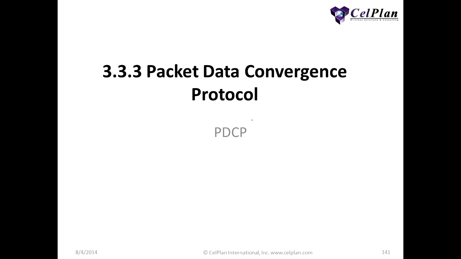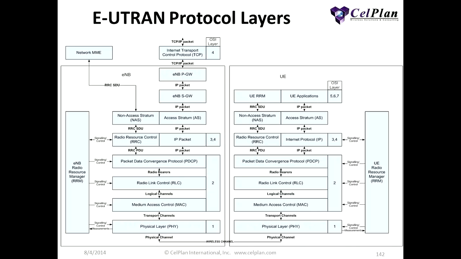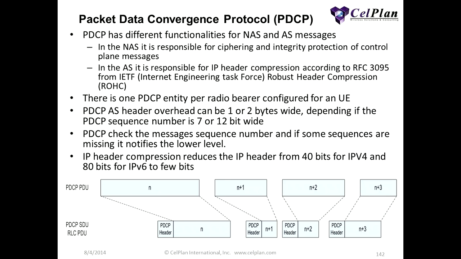After the RRC, things go to the Packet Data Convergence Protocol. This protocol, it's here, and basically it acts on the IP packets only, and the only thing it does here is remove or replace the IP header.